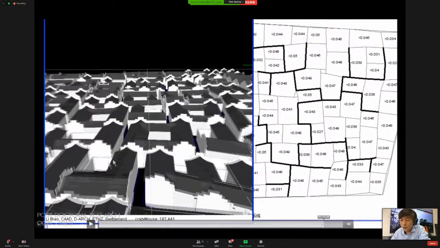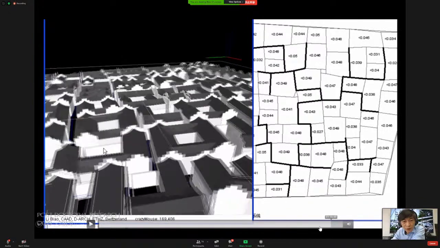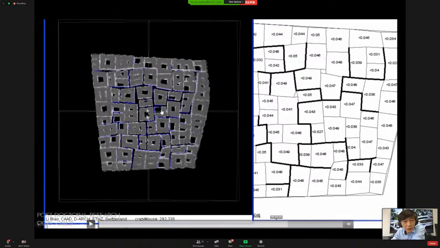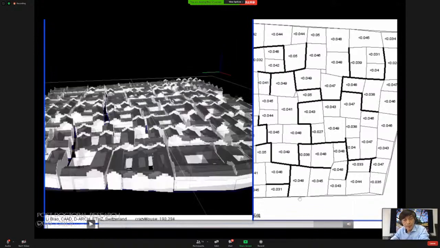The program also considers the courtyard space and proportion, spatial characteristics, architectural style, and also street characteristics. So we can see the perspective on the left, and on the right is a layout, with the same traffic system.